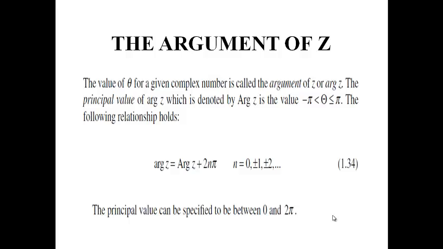The following relationships hold. arg z equals capital Arg z plus 2n pi, where n equals 0, plus or minus 1, plus or minus 2, etc. The principal value can also be specified to be between 0 and 2 pi.